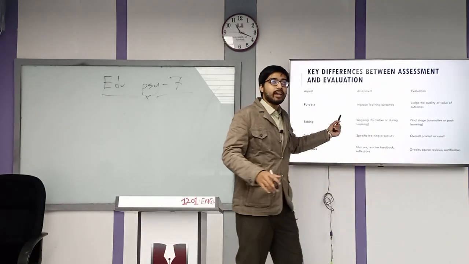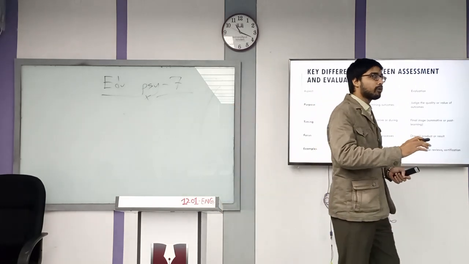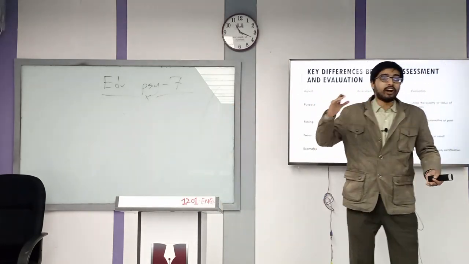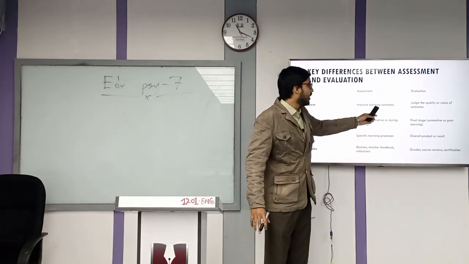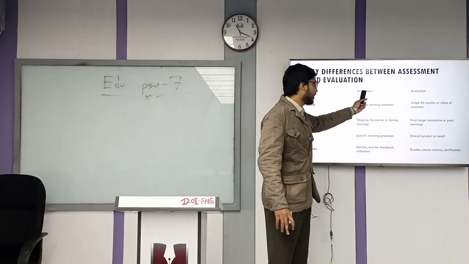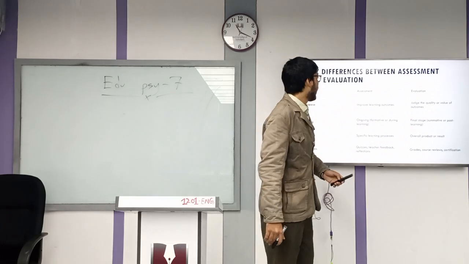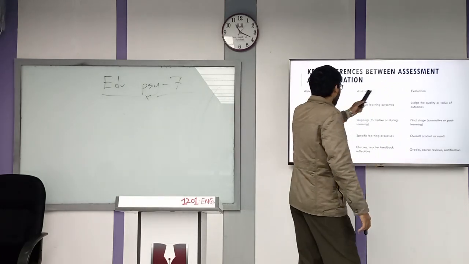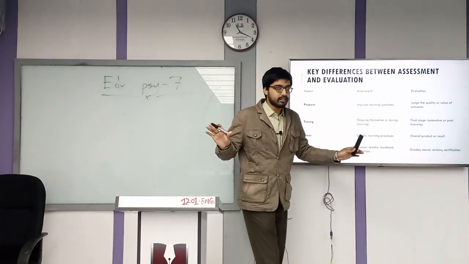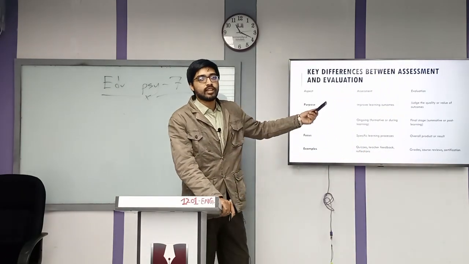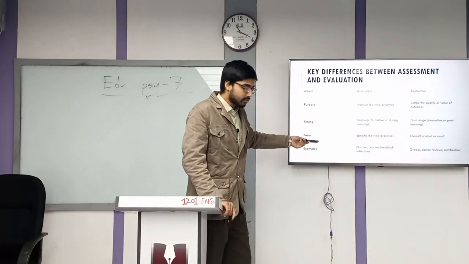They can never write everything, because if they did, the books would be very large in volume. But here, improve learning outcomes. The assessment purpose is to improve learning outcomes of the learners. And the purpose of evaluation is to judge the quality or value of outcomes. Got it? It's very self-explanatory. They are using quite easy words.